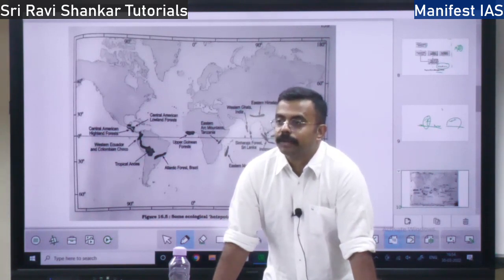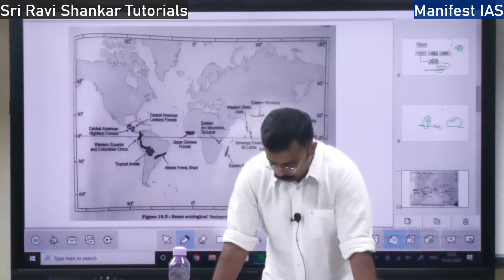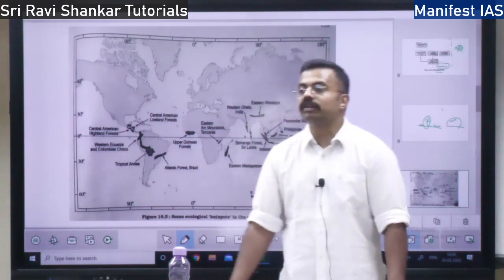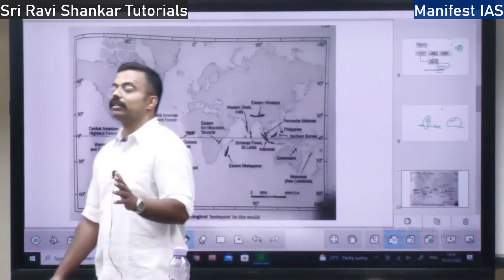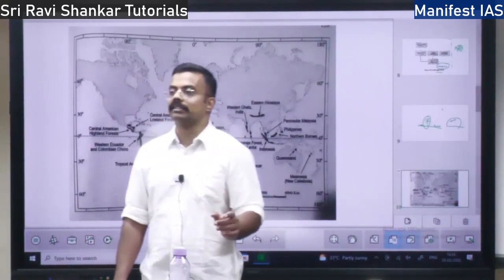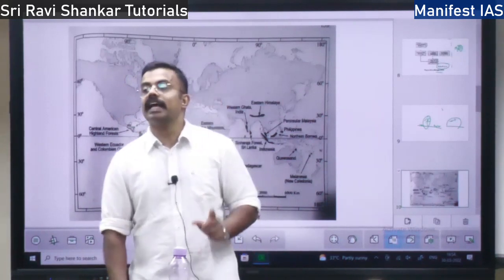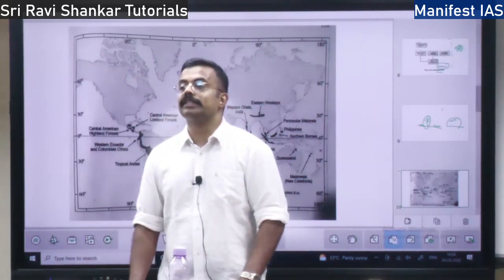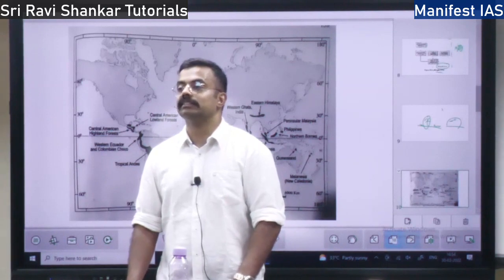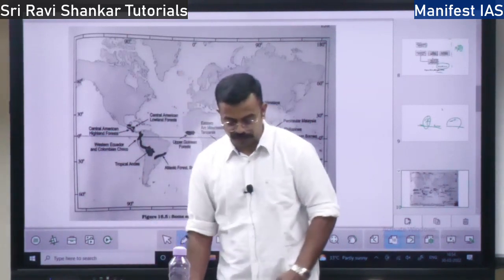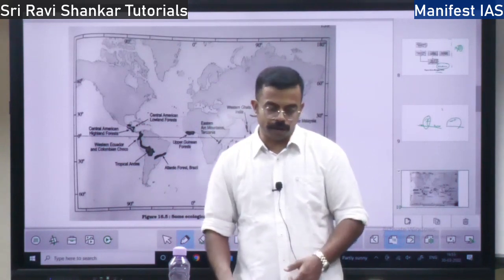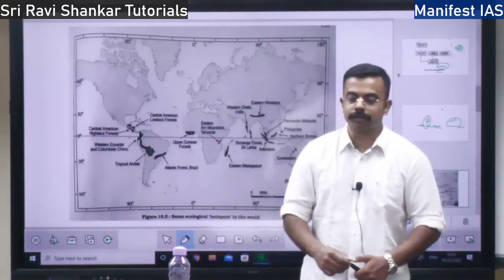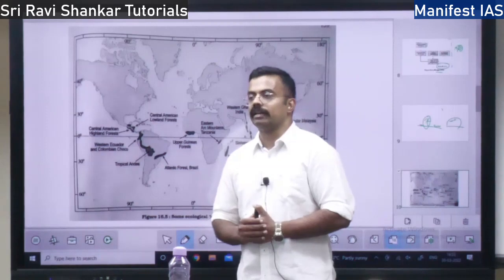It is decreasing because we are causing extinction of many animals and plants. There is one data point that 99% of the variety of animals and plants that were there on the earth, today they are extinct. 99% of the species have gone into extinction, right? So when we talk about biodiversity, we should also talk about this fact: is it equally distributed?